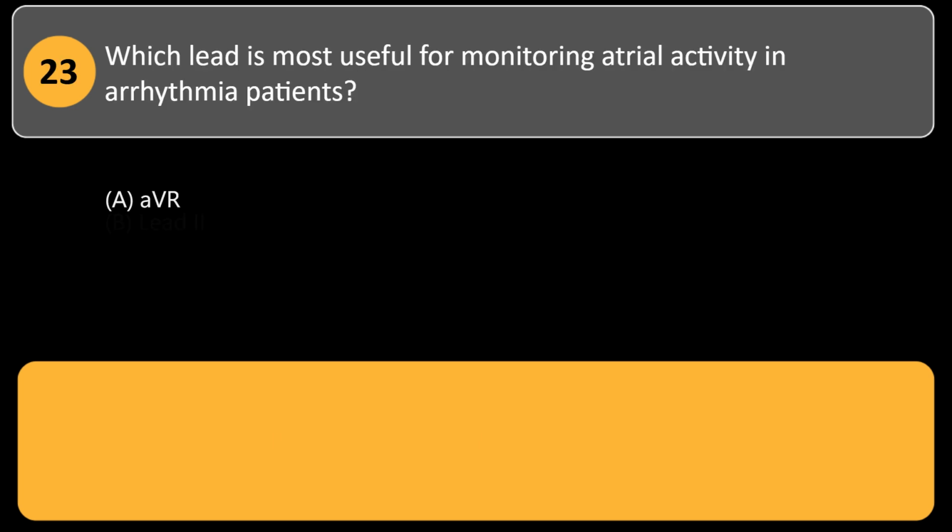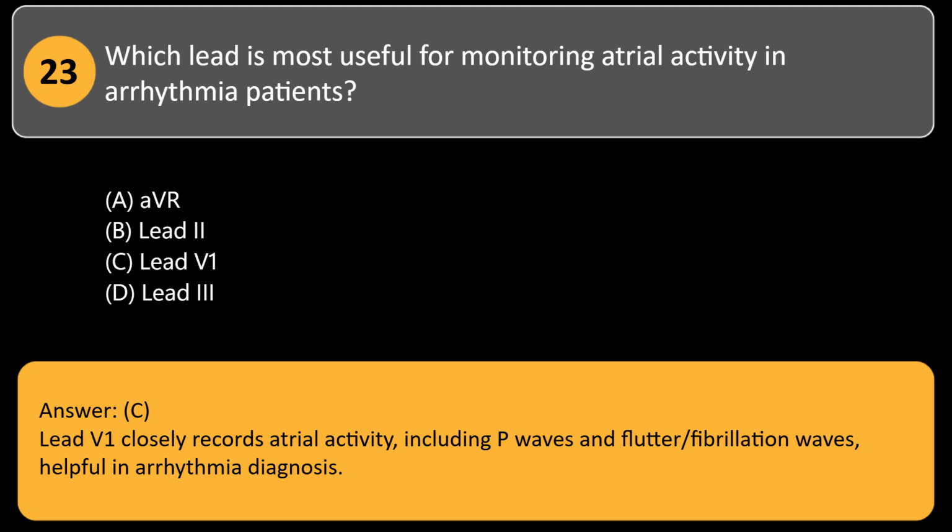Which lead is most useful for monitoring atrial activity in arrhythmia patients? A. aVR. B. Lead 2. C. Lead V1. D. Lead 3. Answer, C. Lead V1 closely records atrial activity, including P waves and flutter/fibrillation waves, helpful in arrhythmia diagnosis.